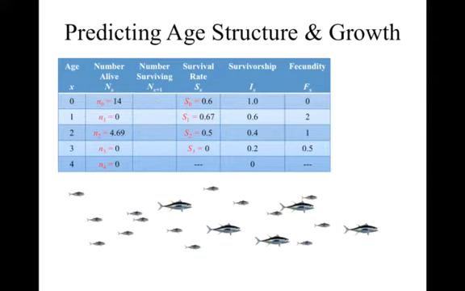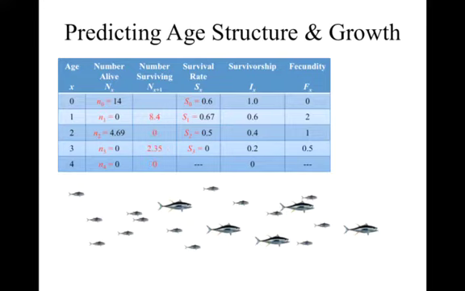So I'm starting now from a population where I have 14 year 0 fish, no year 1 fish, about 5 year 2 fish, no year 3 fish, no year 4 fish, and I want to do the exact same thing. To calculate the number of year 1 fish I expect 1 year later, I take my year 0 fish times the probability they survive. To calculate the number of year 2 fish, I take my year 1 fish times the probability they survive. To calculate my expected number of year 3 fish, I take my year 2 fish times the probability they survive, and so on and so on. And I get numbers.